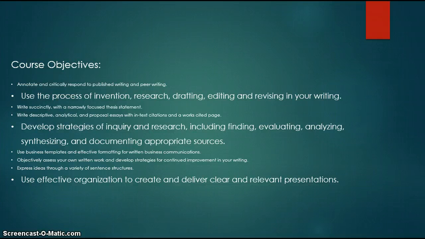So looking at the objectives, the small print are objectives also. I've just increased the print of the objectives that we are hitting for this week, or specifically for this video.